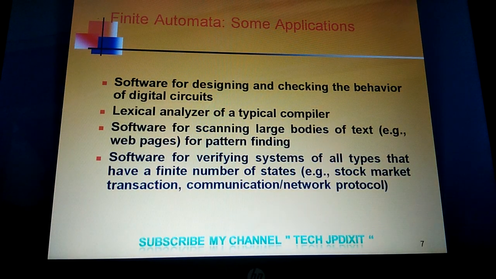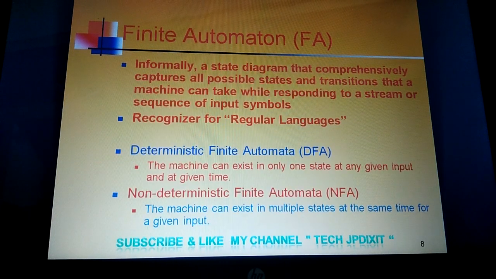The applications of finite automata. There are some existing applications, such as software for designing and checking the behavior of digital circuits, lexical analyzer of typical compilers, software for scanning large bodies of text for pattern finding, and software for verifying systems of all types that have a finite number of states. It is probably used in communication and network protocols, used in switching theory, and plays an important role in electronics and communication devices. Now we discuss the finite automata.